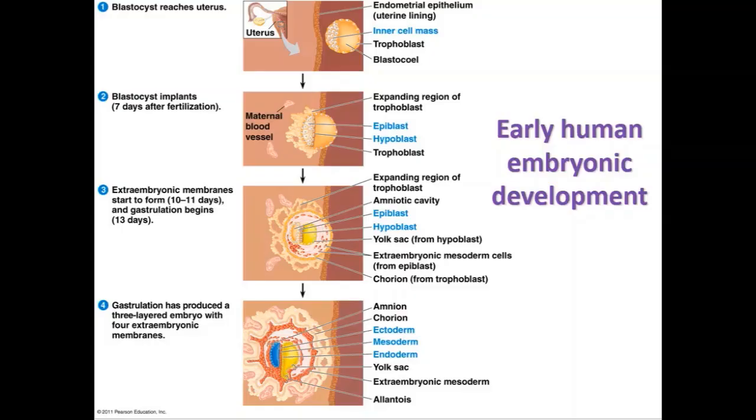For the early human embryonic development, I will be discussing from the part where the blastocyst reaches the uterus until it has produced a three-layered embryo with four extraembryonic membranes. For the first phase, the blastocyst reaches the uterus. It is pretty explicitly given, so I don't have to elaborate further.